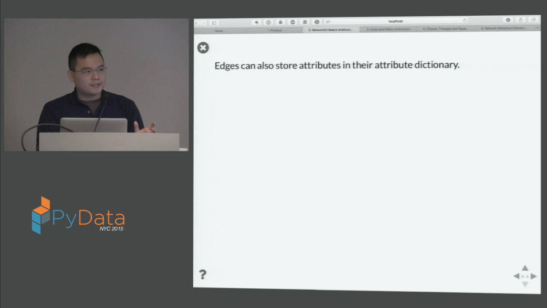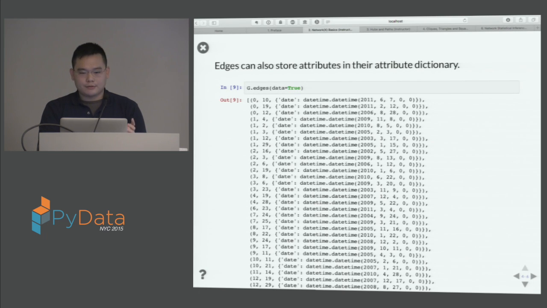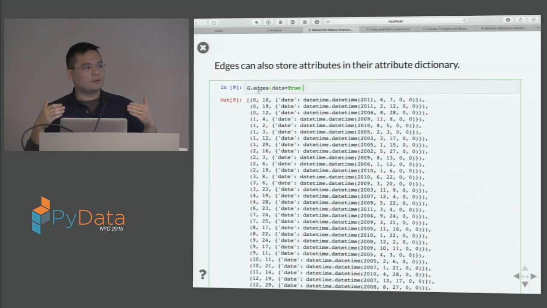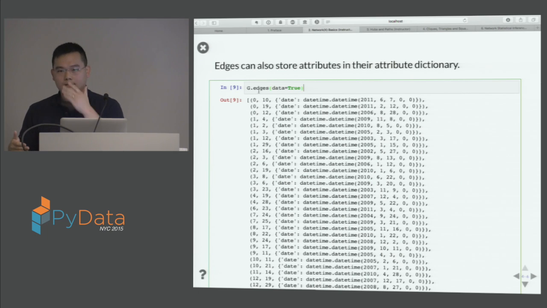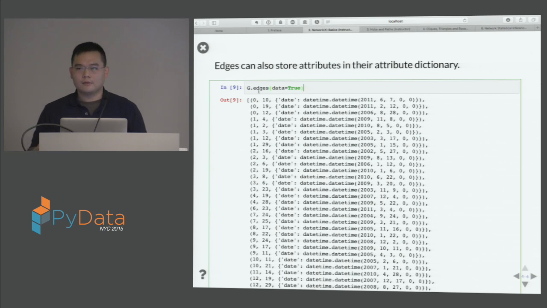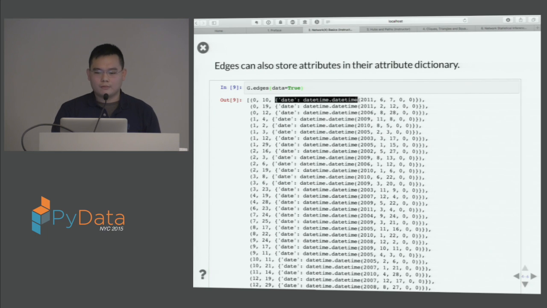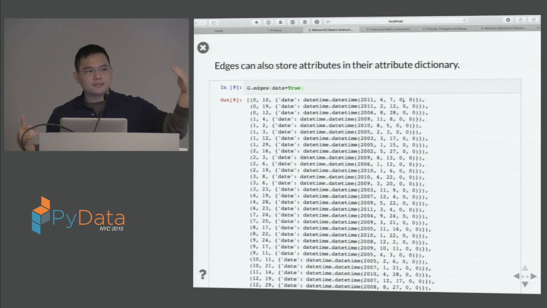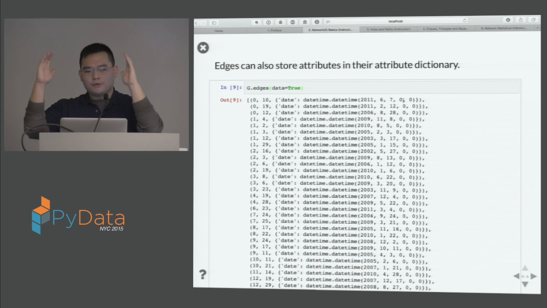So likewise, edges can also store attributes, as I was mentioning earlier. If you run the cell below, you'll get g.edges, data equals true. Inside this data structure that's returned, it's a list of 3-tuples where you have the 2 nodes as the first 2 elements, and then you have the dictionary of attributes as the third element, right? And so that's this guy over here.